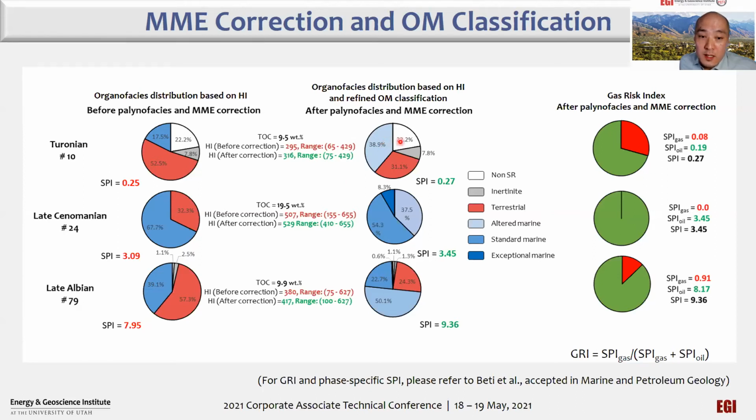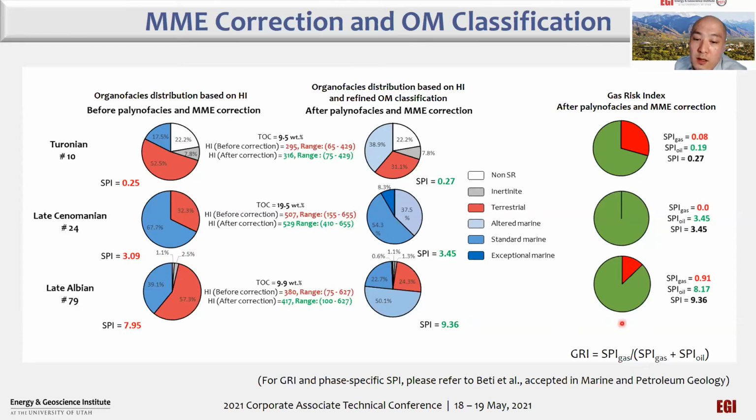And these are the examples where your type 2, type 3 mixture samples are actually composed of altered marine. So after pyrenofacies observation, the proportion of marine organic matters increased and source rocks appeared to be more oil prone than previously thought.